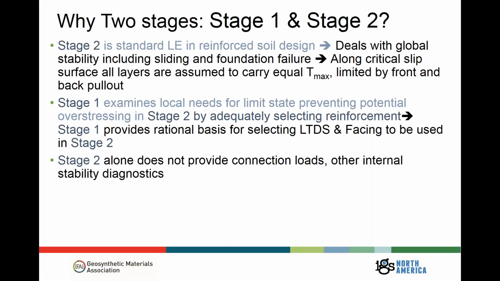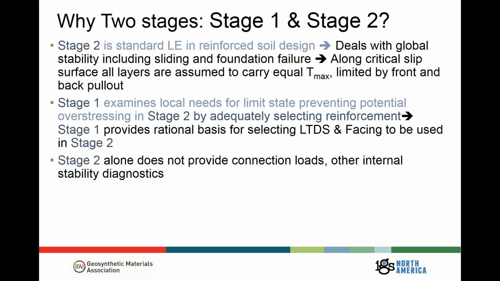So stage 2, that's standard. That's currently what people do in reinforced soil design. It deals with global stability, including sliding at the base, a two-part wedge, foundation failure, bearing capacity, or a global failure that completely circumvents your perfectly designed reinforced structure. Along the critical slip surface for stage 2, all the layers are assumed to carry the equal Tmax that you determined from stage 1, limited by front and back pullout.